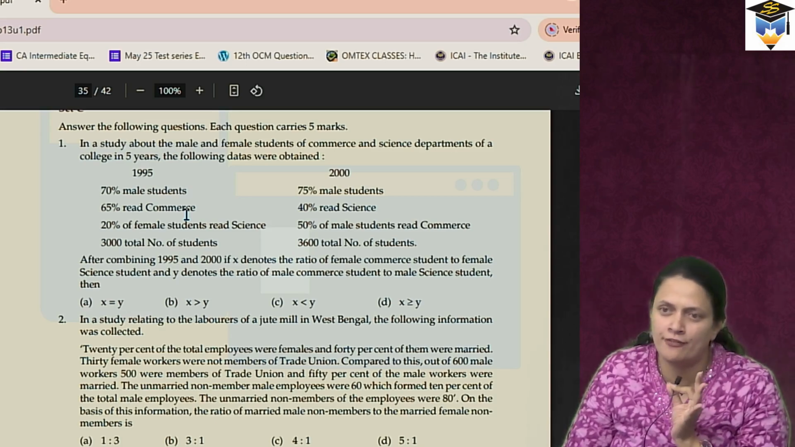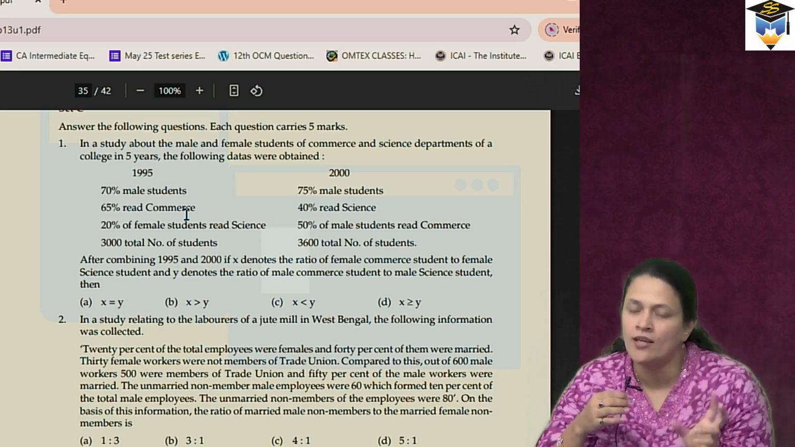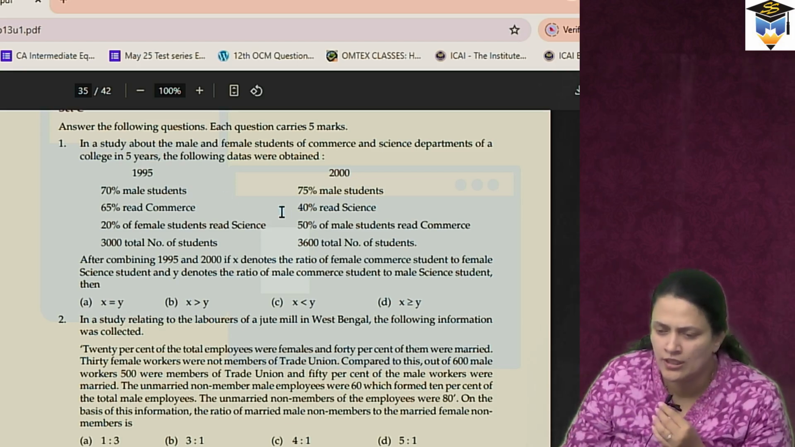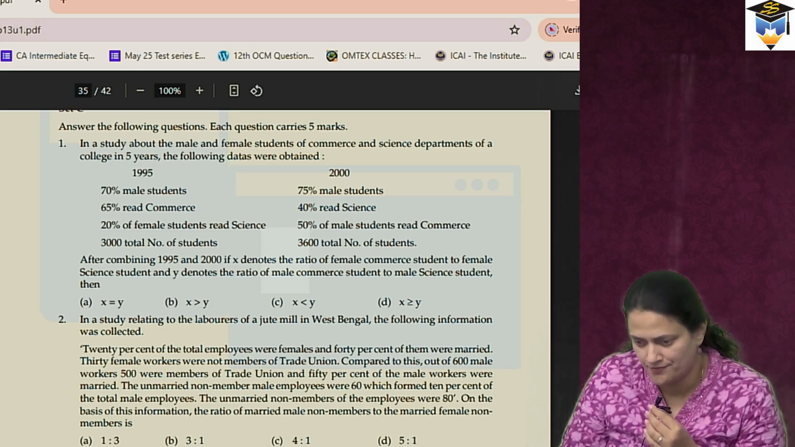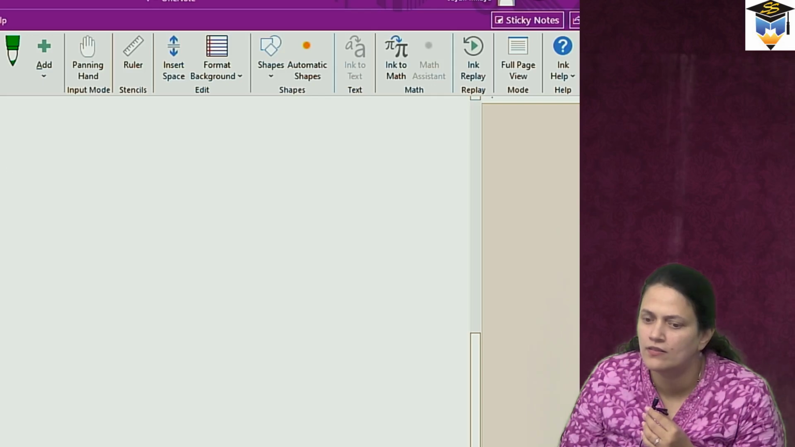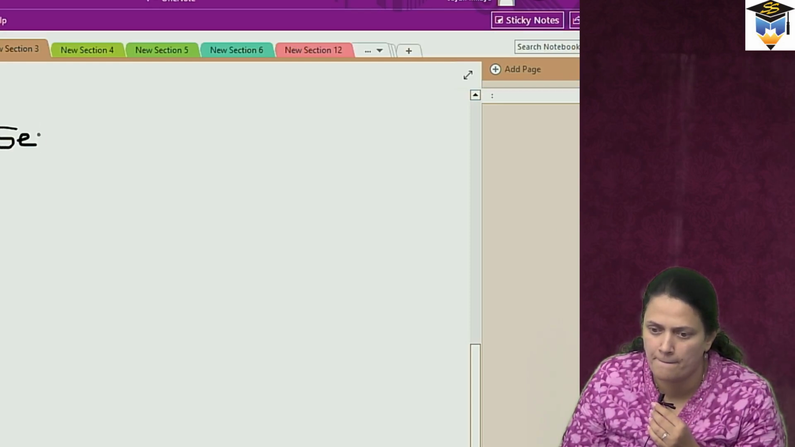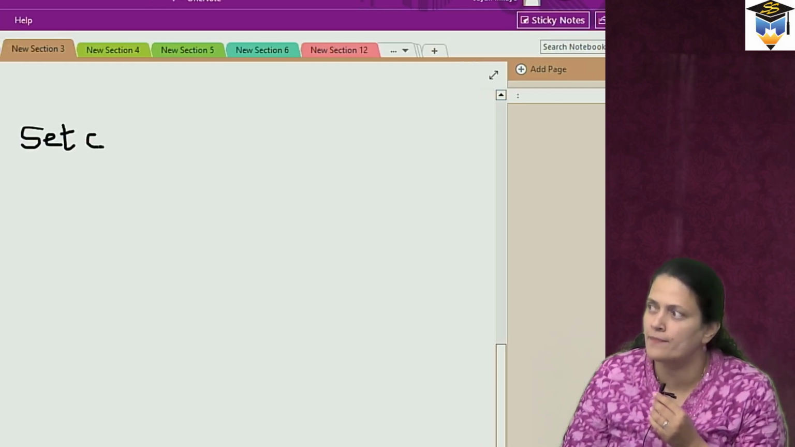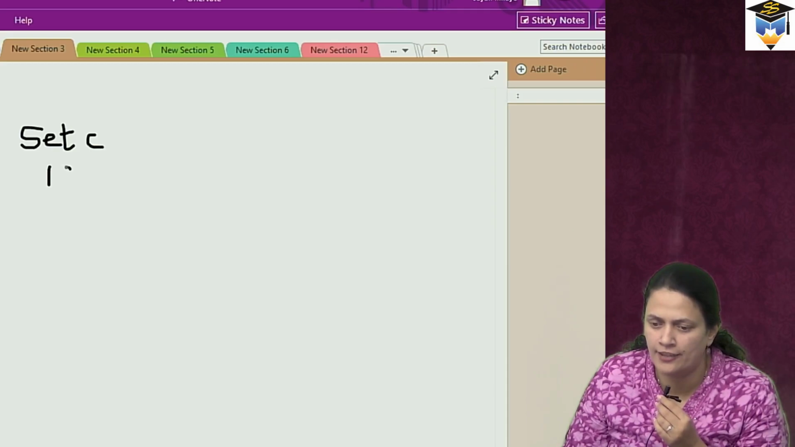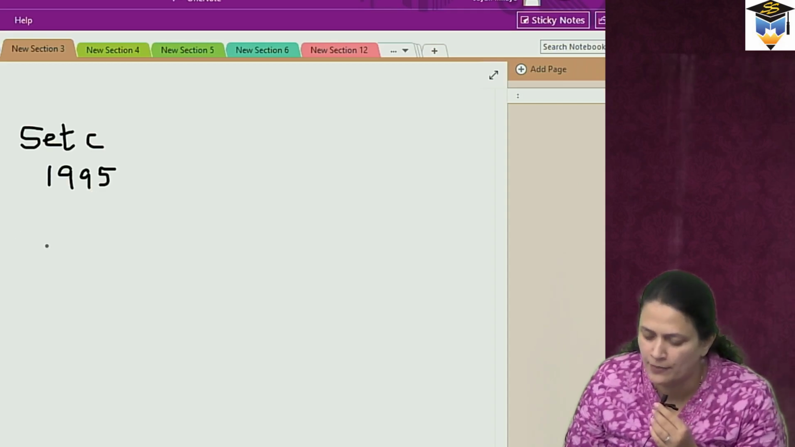When it is not specified, you can take it, and basically there is an error in this particular problem. So we are going to assume a few things and then we are going to solve. So let us form the table first. We are solving set C, question number 1. 1995 is the year given. So let us form the table first.